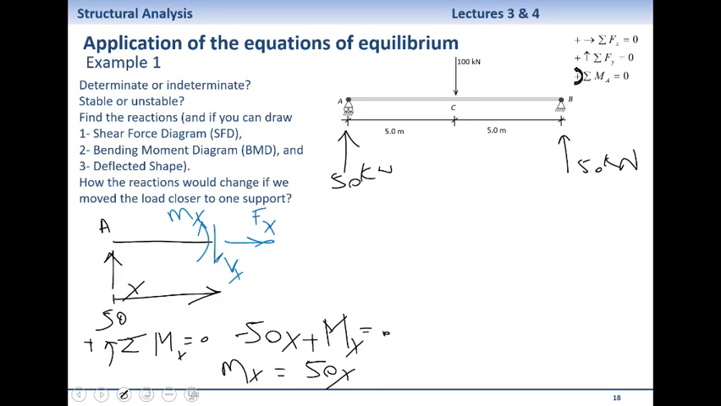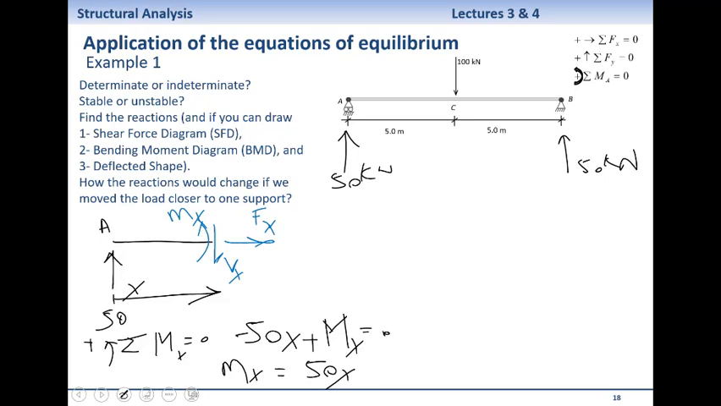Now I have a question for you. I've come up with that equation. Bending moment at any given point x is 50 times x. So if x is 0, bending moment is 0. If x is 1 meter, Mx is 50 times 1, which is 50 kilonewton meter. Can I use that equation along the beam to calculate the bending moment?